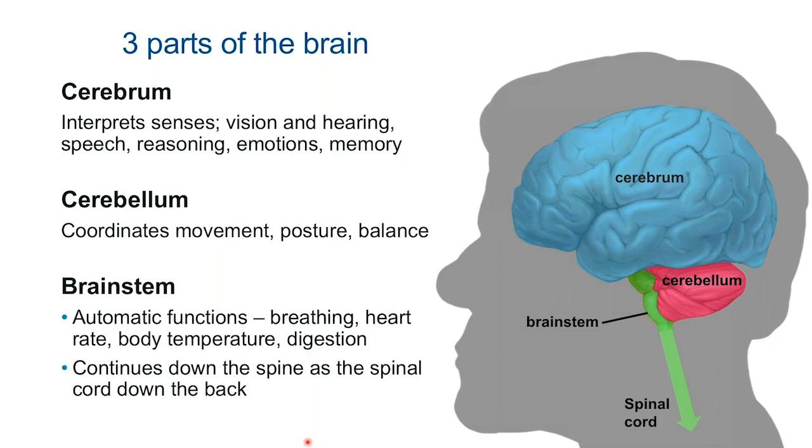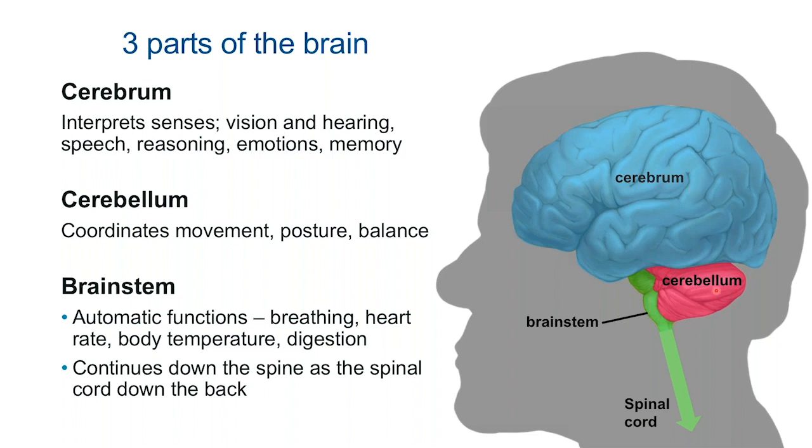All right, looking more into the brain. The brain has three main parts. The largest part of the brain is the cerebrum, which is kind of like the thinking part of the brain. It also interprets our senses, and it has everything like vision, your hearing, your speech, your reasoning, your motions, your learning and your memory. That all happens in your cerebrum.